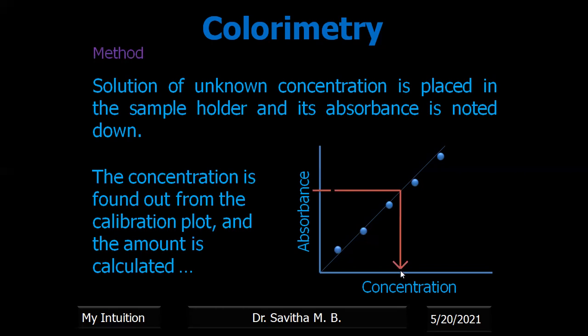Now the x-axis is the concentration. So you have found out the concentration by measuring the absorbance. You have found out the concentration. That is what we needed, how much concentration.